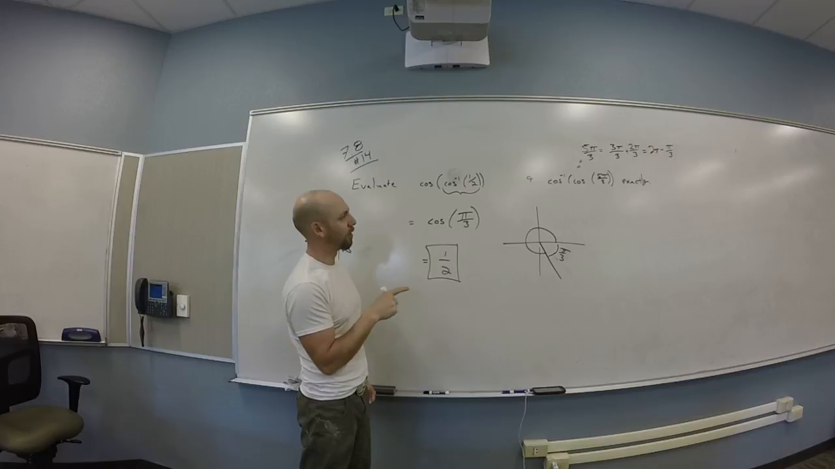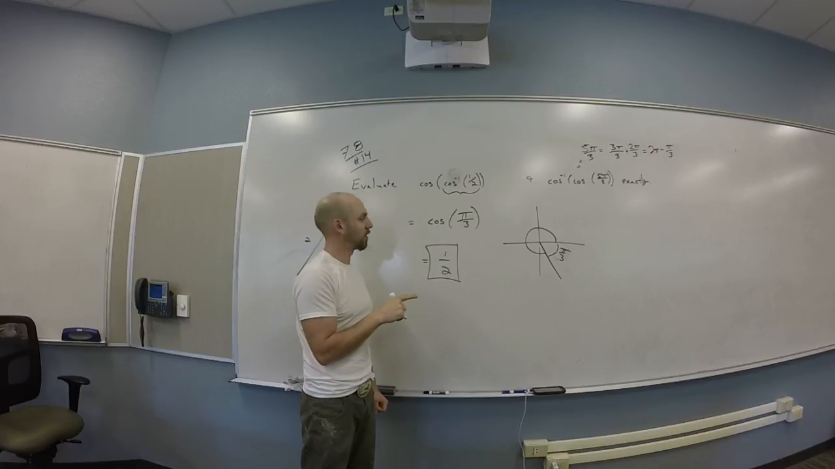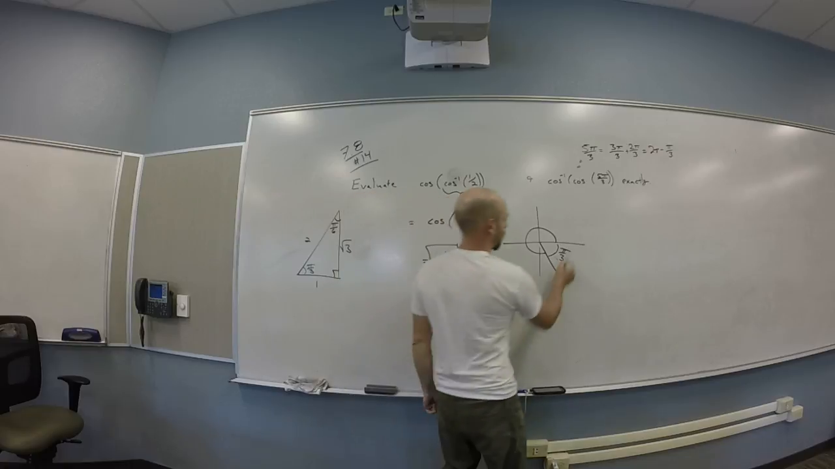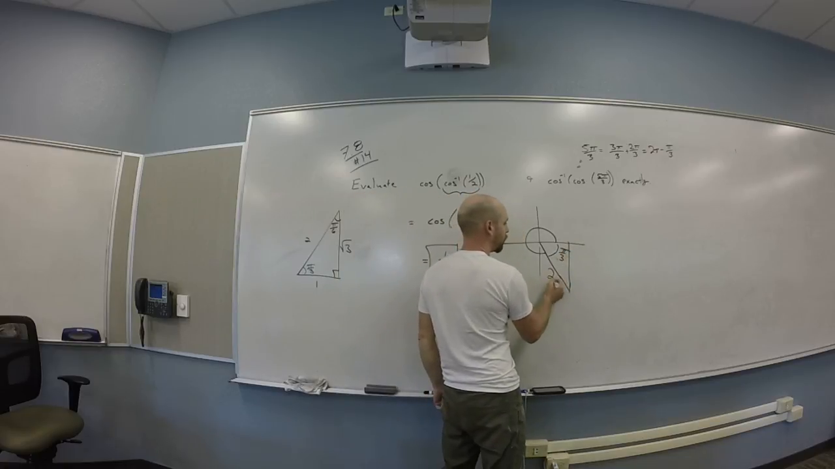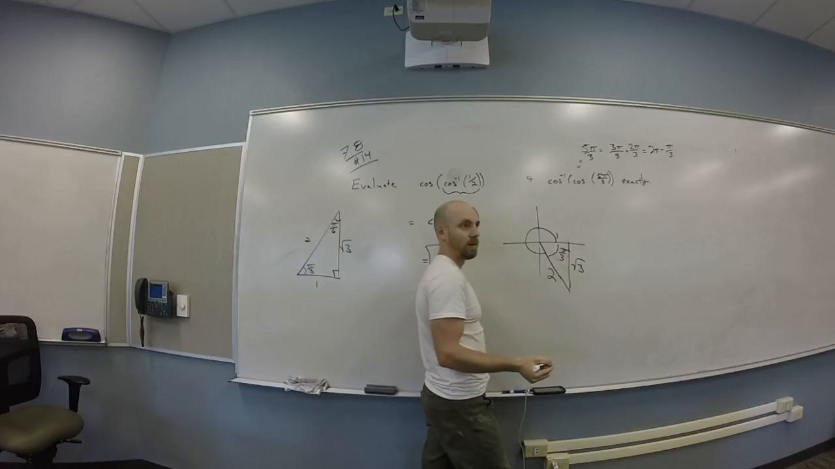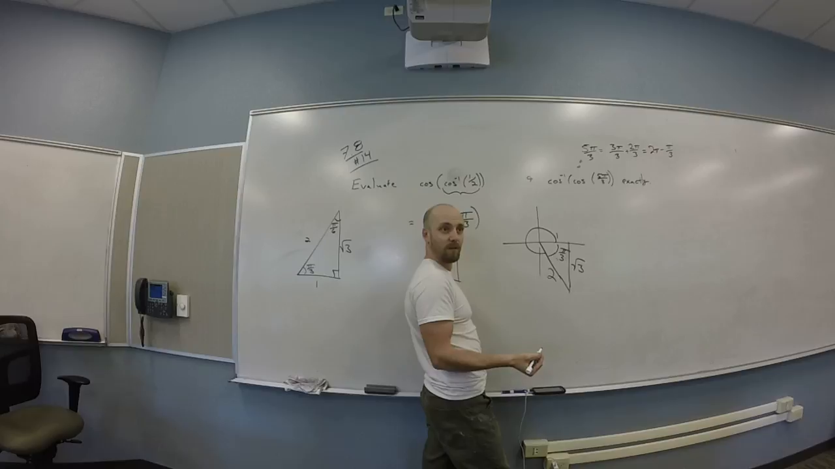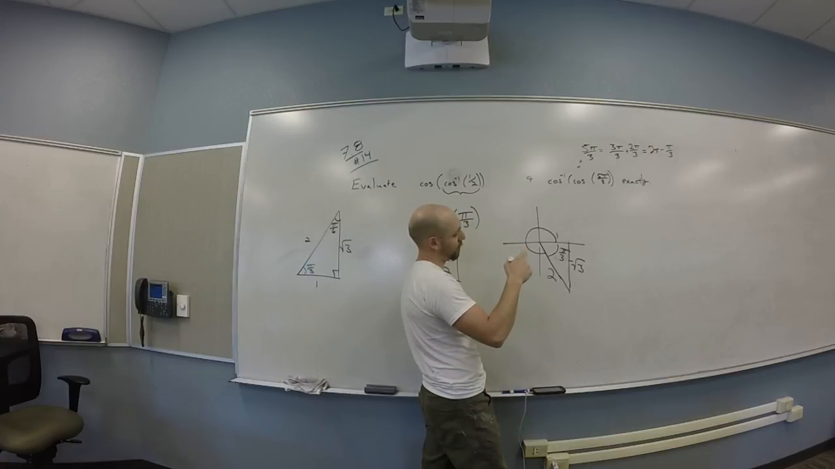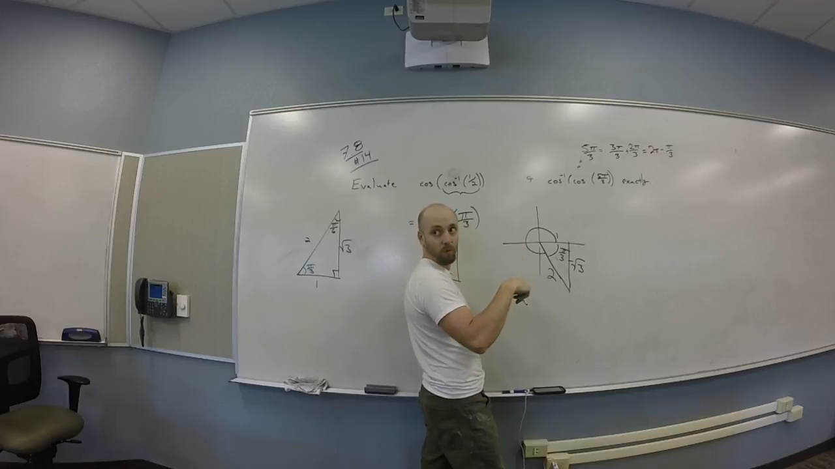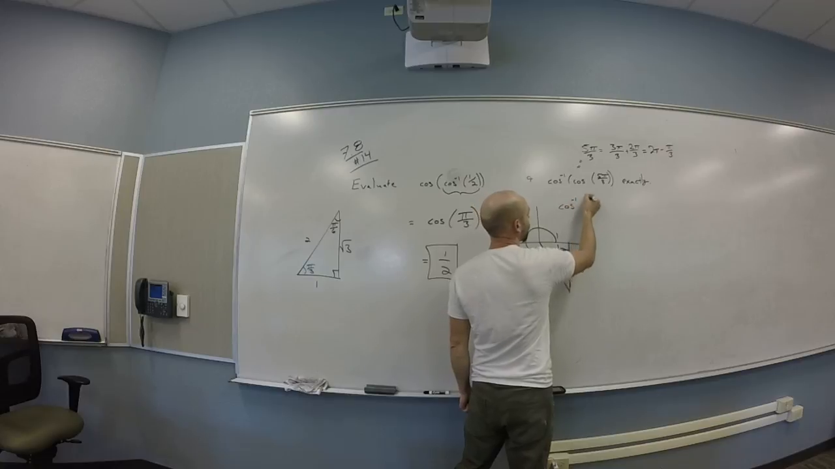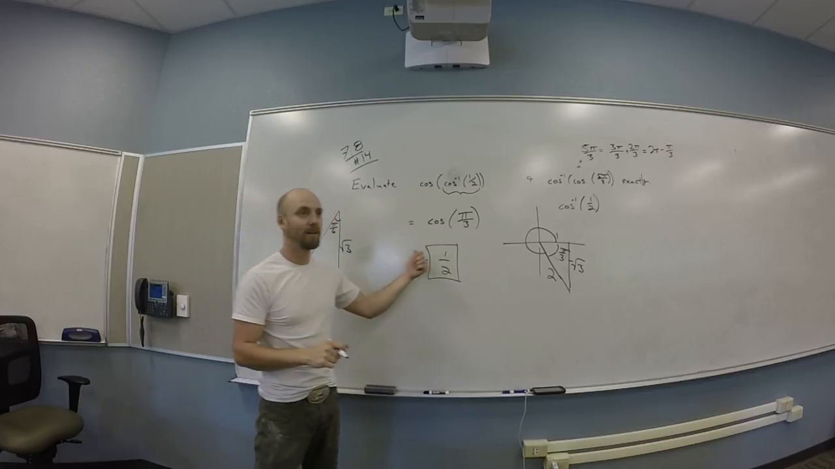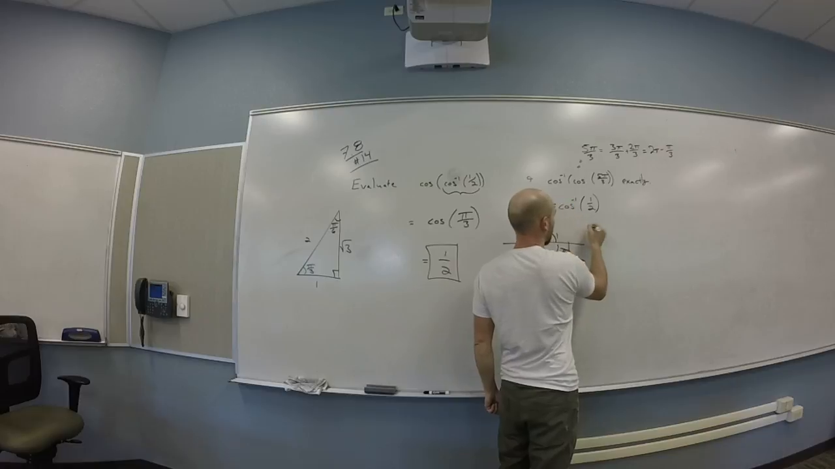Okay, now I'm supposed to figure out the cosine of that angle. So what's the cosine there? 1/2. Let's see. So that should be this triangle, right? 2, 1, square root of 3. Which one of those is negative? The square root of 3 is going down, right? You guys see that? Okay, so my cosine of 5 pi over 3 is? It's 1/2, right? So now I'm taking cosine inverse of 1/2. And I just did cosine of cosine inverse of 1/2 over here. What did I get when I did that? Pi over 3.